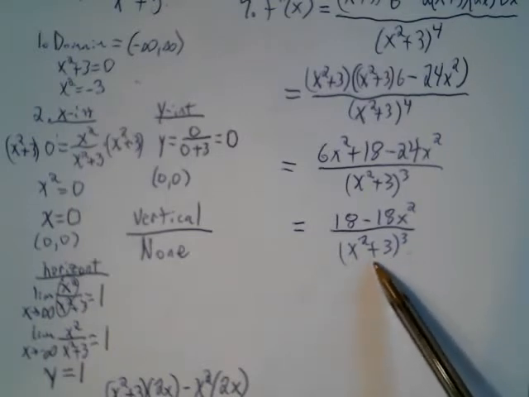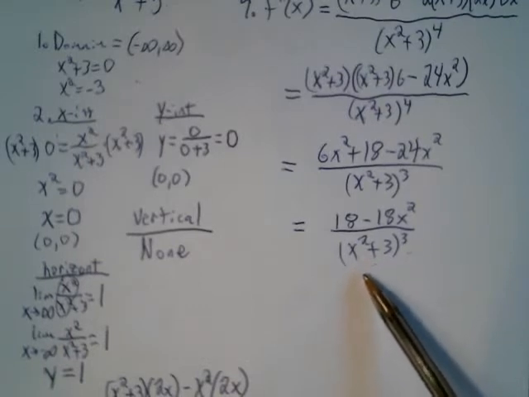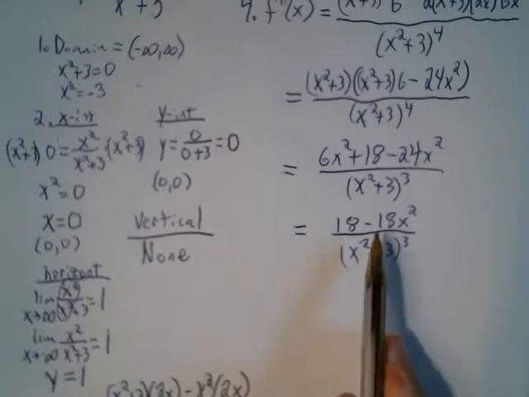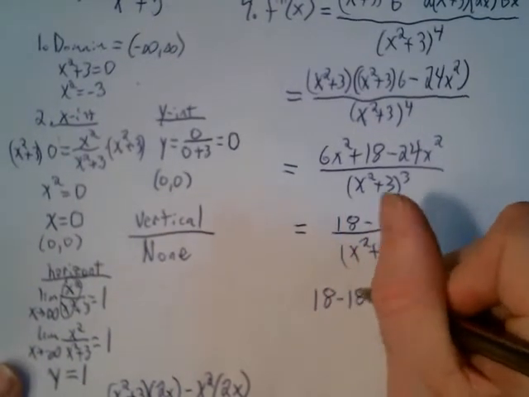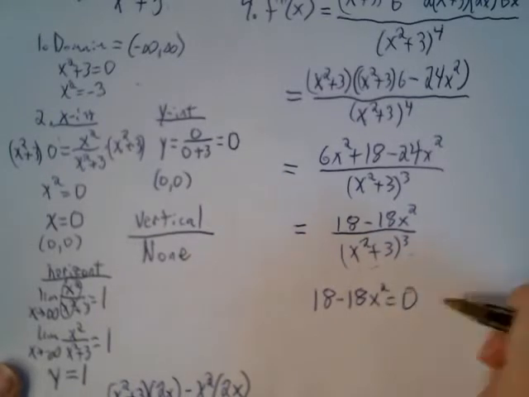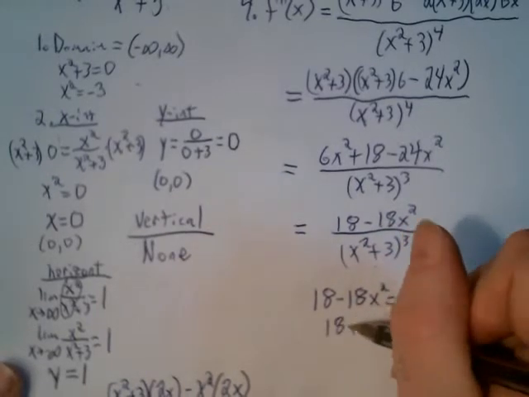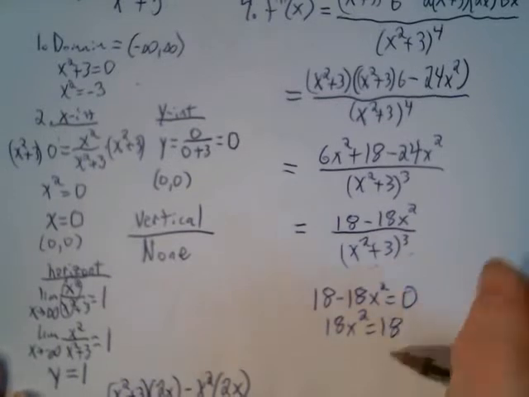but the denominator is not going to be equal to 0 again, so I don't have to worry about the undefined points. It's just going to be where the numerator is equal to 0. So I take the numerator and set it equal to 0. We'll have 18x squared equals 18.